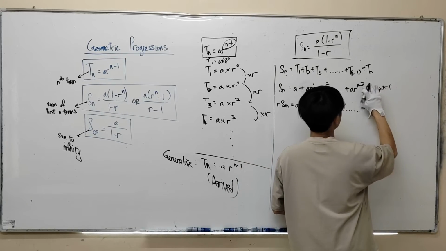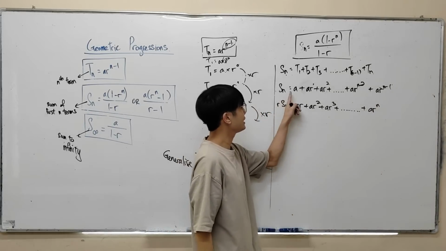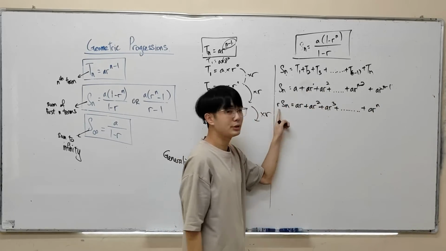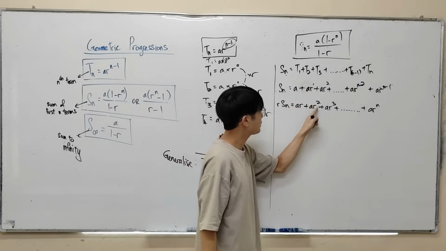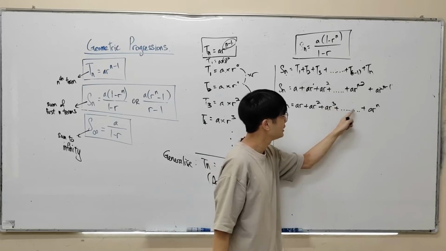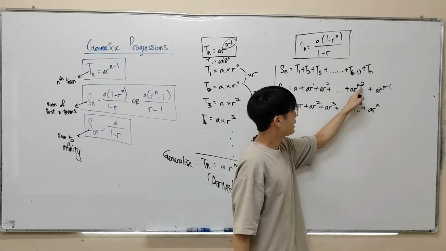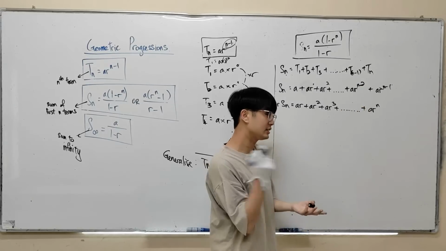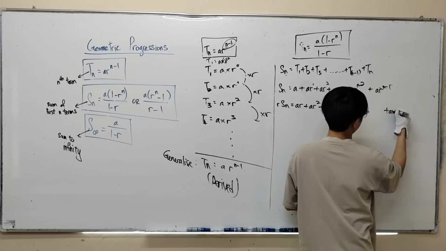Okay, now, what happens if I take this thing times r? Do you remember just now, I take everything here, I multiply with r, right? So that's why this a becomes ar, this r power 1 becomes r power 2, power 3, and power n minus 1 becomes power n. So can you tell me, the ar power n minus 2, the term that I just added, what happens when you times r?